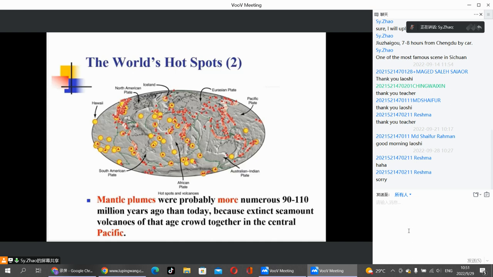The mantle plumes were probably more numerous 90 to 110 million years ago than today, because the extinct seamount volcanoes of that age crowd together in the central Pacific.